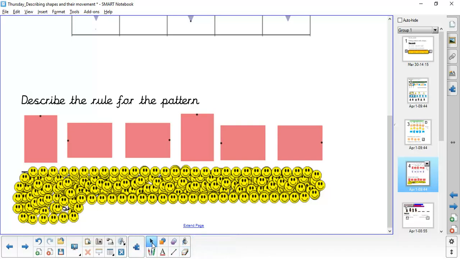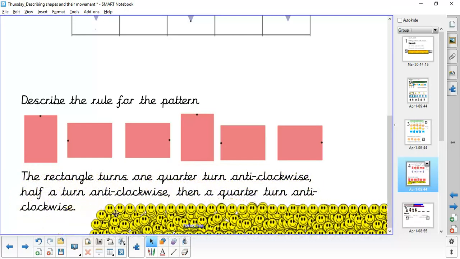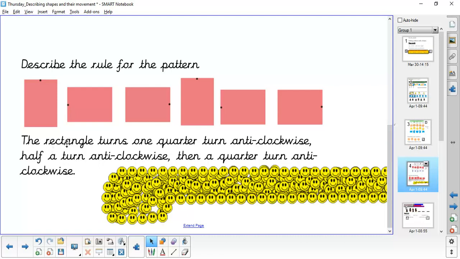Okay, so hopefully you may have written something similar to this. The rectangle turns 1/4 turn anti-clockwise, half a turn anti-clockwise, then a quarter turn anti-clockwise. So this is our original, and the rectangle turns 1/4 turn anti-clockwise, half a turn anti-clockwise, then a quarter turn anti-clockwise. And you can see that we got back to the original pattern.